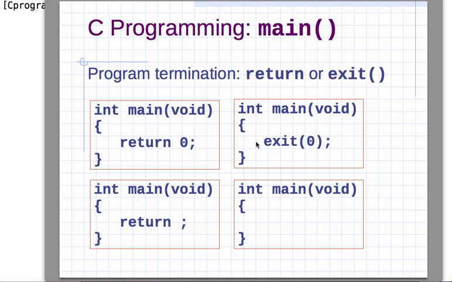In addition, instead of the return, you can type in exit. But here you do need the open paren, close paren, and some int. The reason you need the open and close paren is that exit is a function that takes a single argument in most systems.